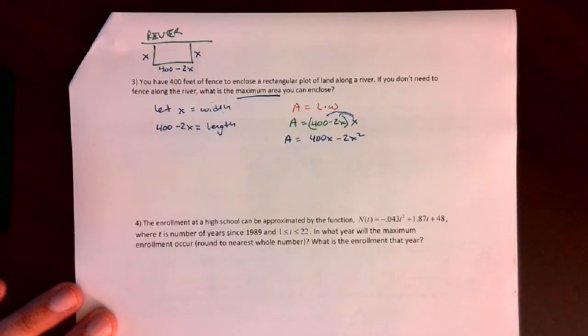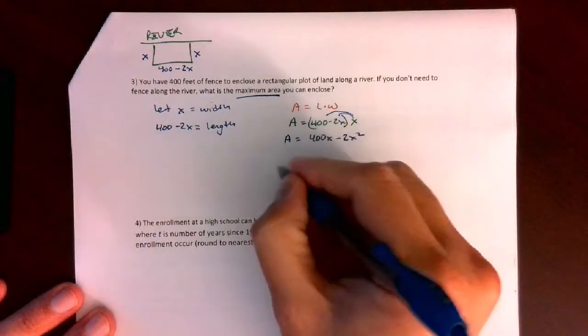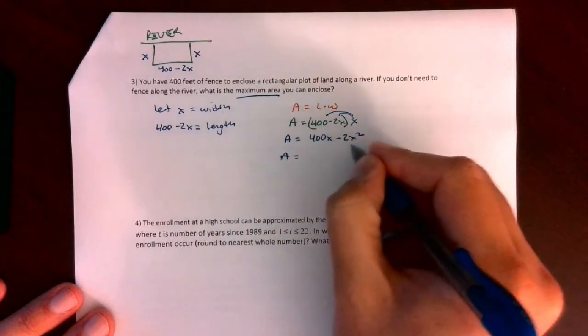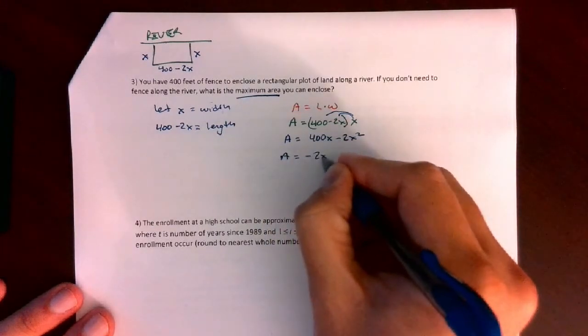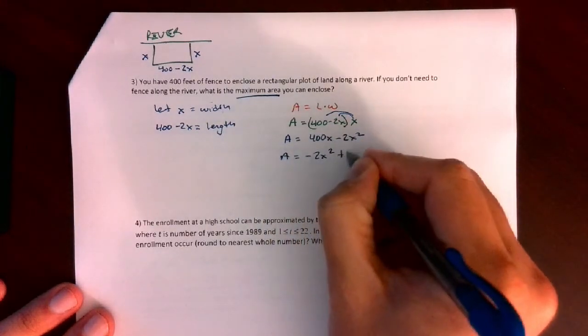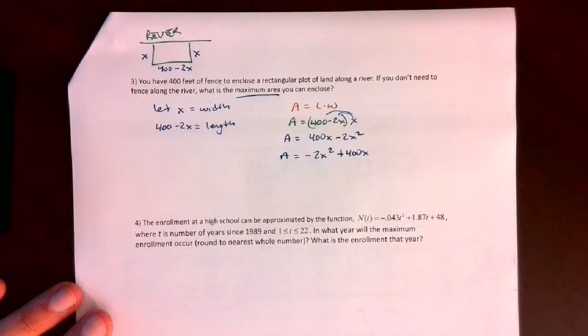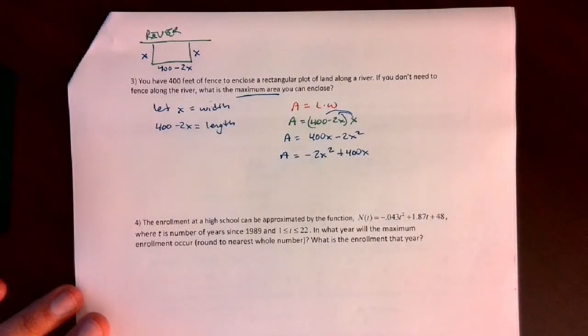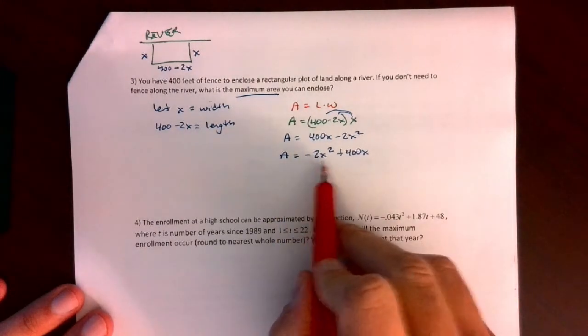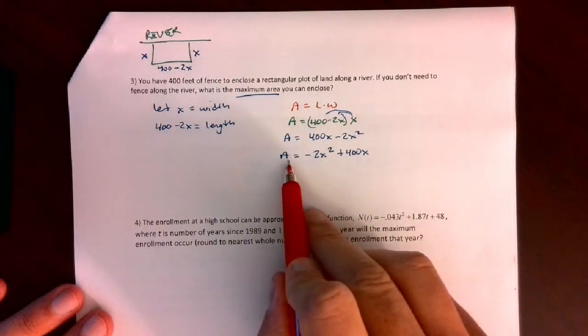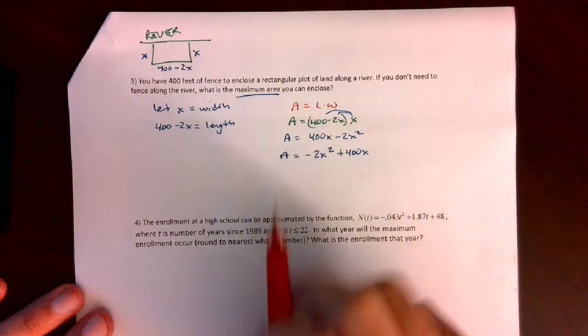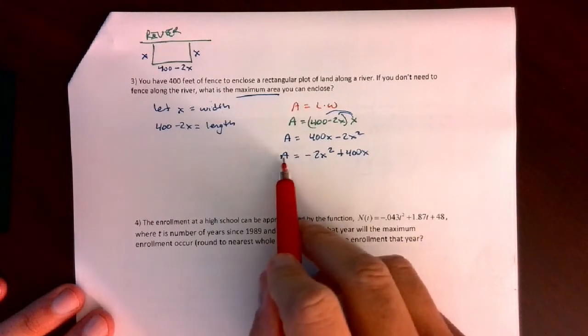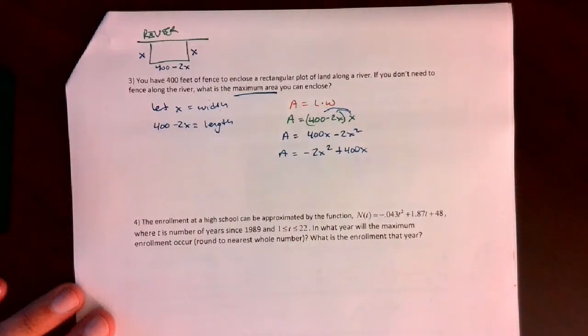Now I'm going to write this in descending order. So I'm really just rearranging the order of the terms. Area is equal to negative 2x squared plus 400x. Now remember what you're trying to find. This is an equation for area. You substitute in an x value, and the y value you get out would be area, in other words. We can also call this A of x. Area is a function of x.